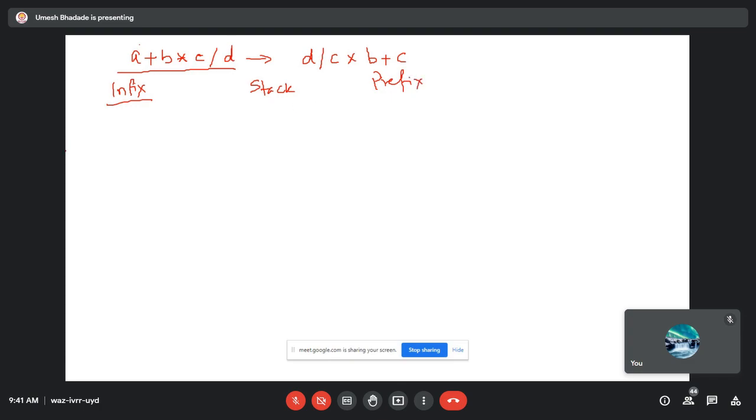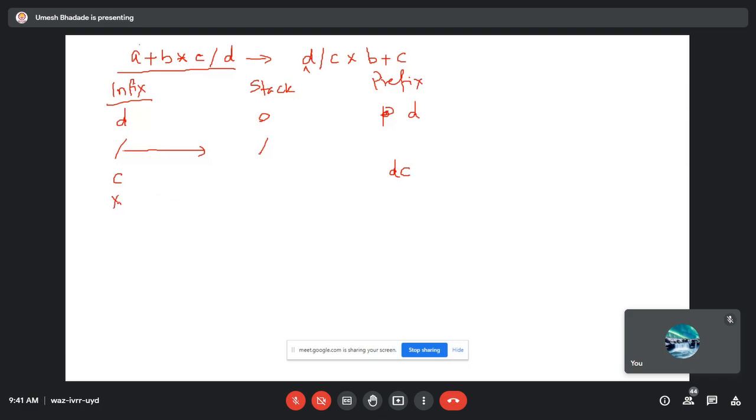Okay. Now what I will do first, I will read this symbol D. D is an operand, so I will add it to the prefix. Then I got another symbol slash, which is an operator. Now my stack is empty, so I will simply put this slash onto the stack. Then I will read C. C is an operand, so I will add it to the prefix. So D was there, and C will be added.